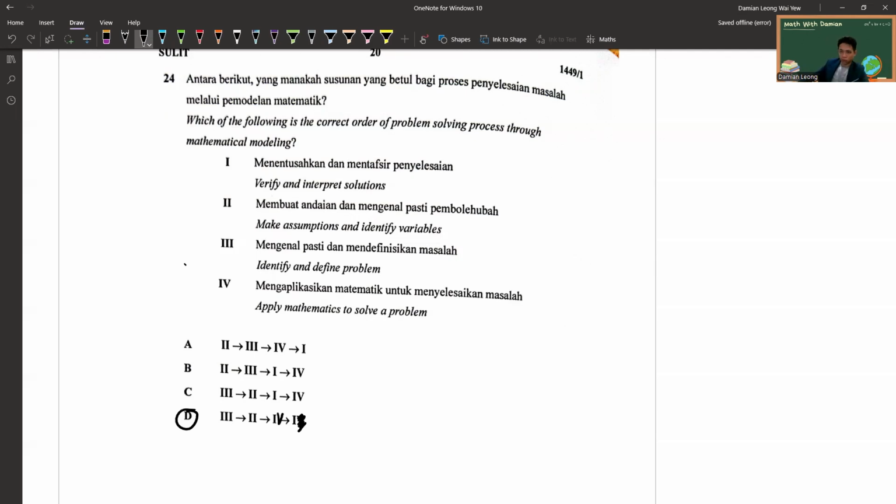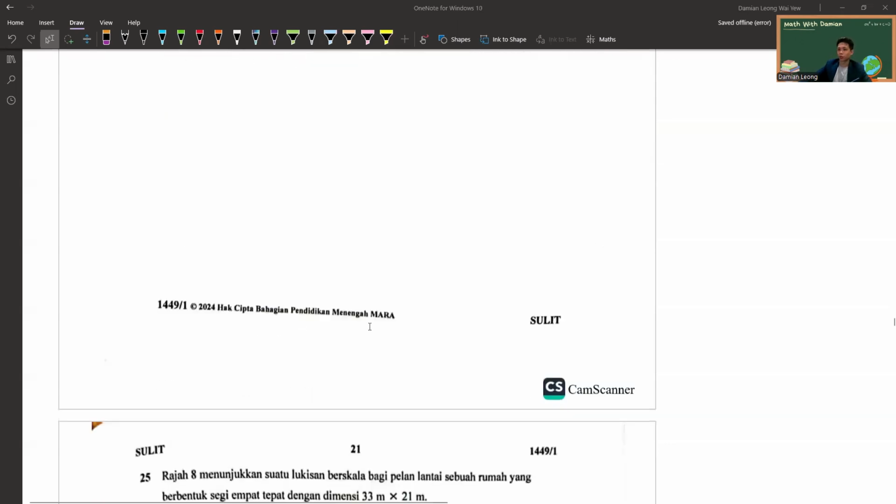Okay, this paper is wrong. There was a mistake done in the paper. So the answer should be 3, 2, 4, and then 1. That's for question 24. We have to apply and solve the problem first before we can verify and interpret the solution. Because before we get the answer to the problem, we can't verify and interpret solutions.